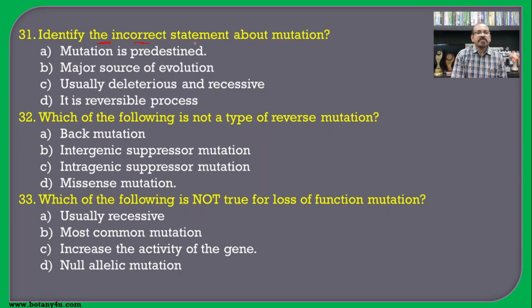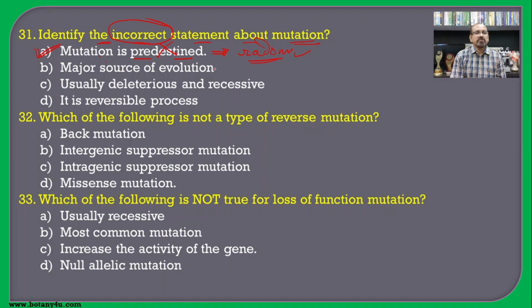Identify the correct statement about mutation. So first one, that is the mutation is predestined. See here, identify the incorrect statement. So mutation is predestined, that is predetermined. Such a type of condition is not there. If we read about mutation, it is considered that mutations are random, and if they are random, they are not predestined, and hence it is incorrect and the answer for the question.